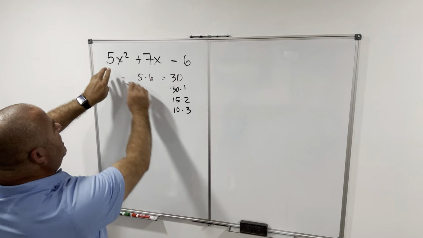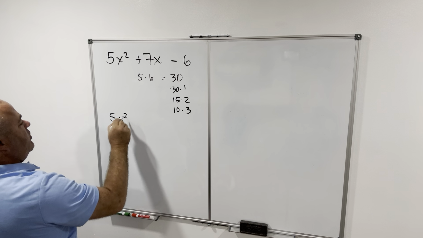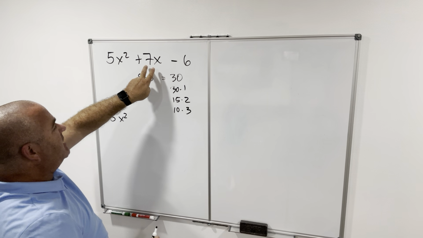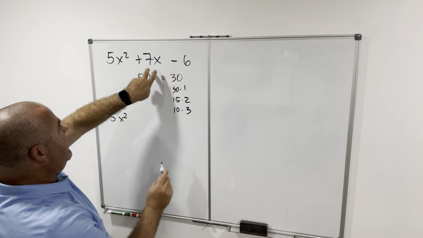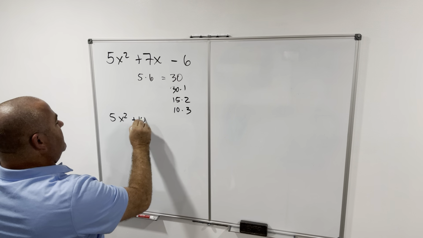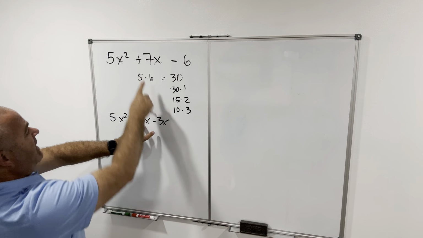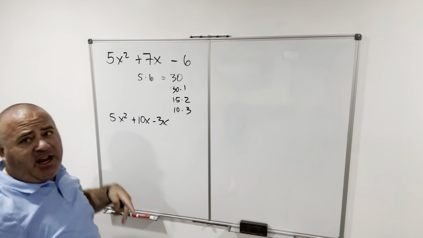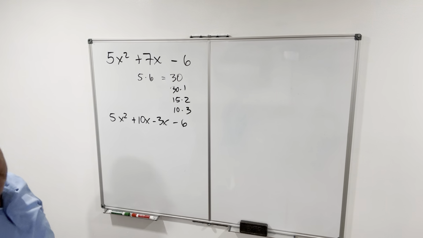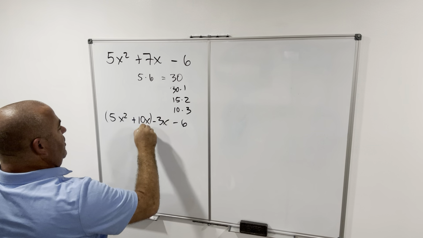But this time we're just going to rewrite this equation. We're going to rewrite it as 5x squared, and we're going to change this 7x. Now, we can't just change it, but we can make it look a little different. Since this is a positive 7x, we're going to rewrite it as 10x minus 3x. Now you'll notice 10x minus 3x is still 7x. We haven't changed anything, we've just changed the way that it looked. And then minus 6.